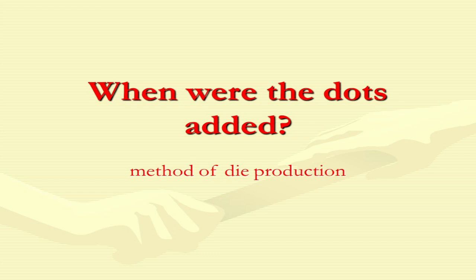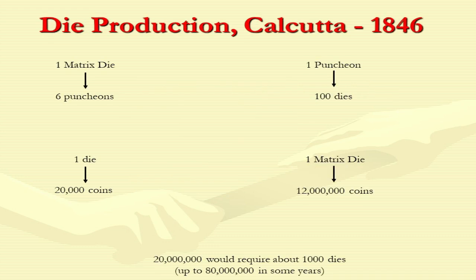So we have a record that I found, again, just recently, of die production at Calcutta in 1846. So I think we can probably safely assume that 20 years later it was more or less the same. And this is how it worked. A matrix die produced 6 puncheons. A puncheon produced 100 dies. One die produced 20,000 coins. So multiply it all up and you get one matrix die produces 12 million coins.